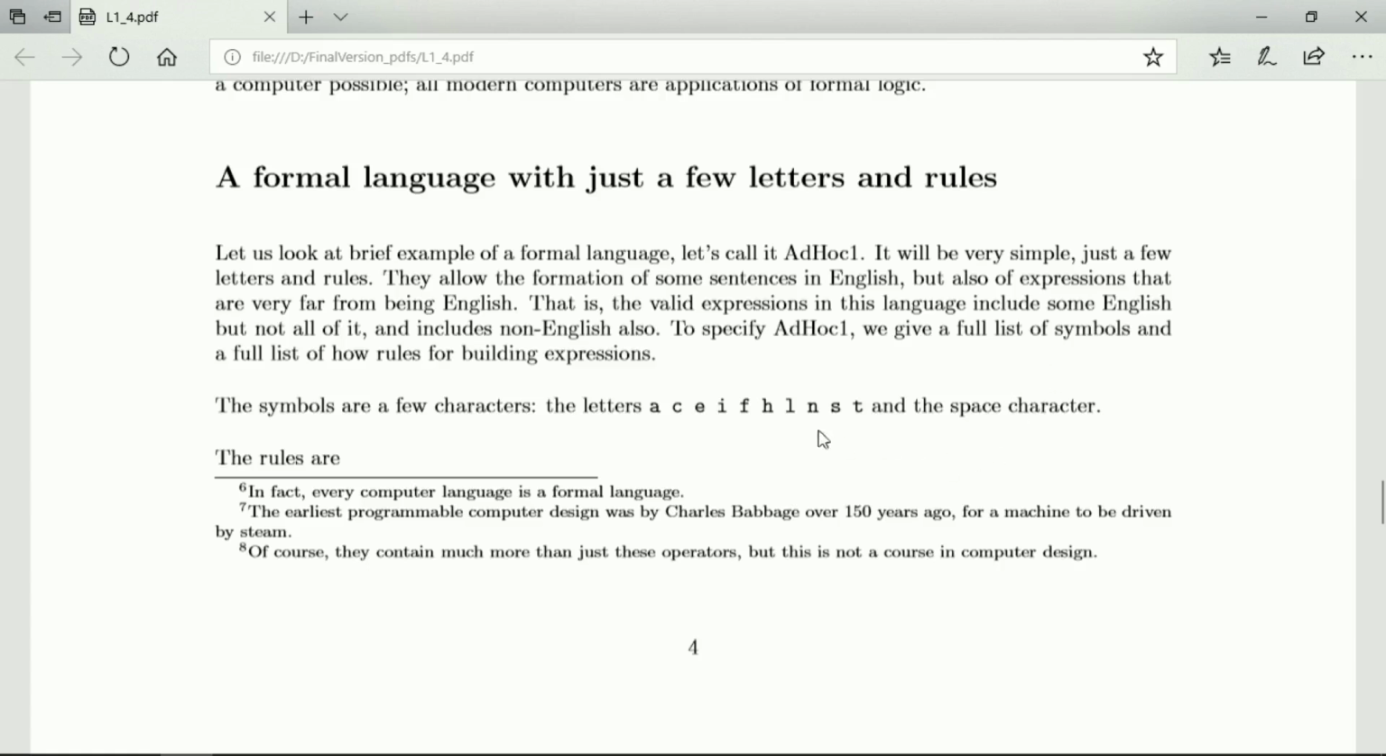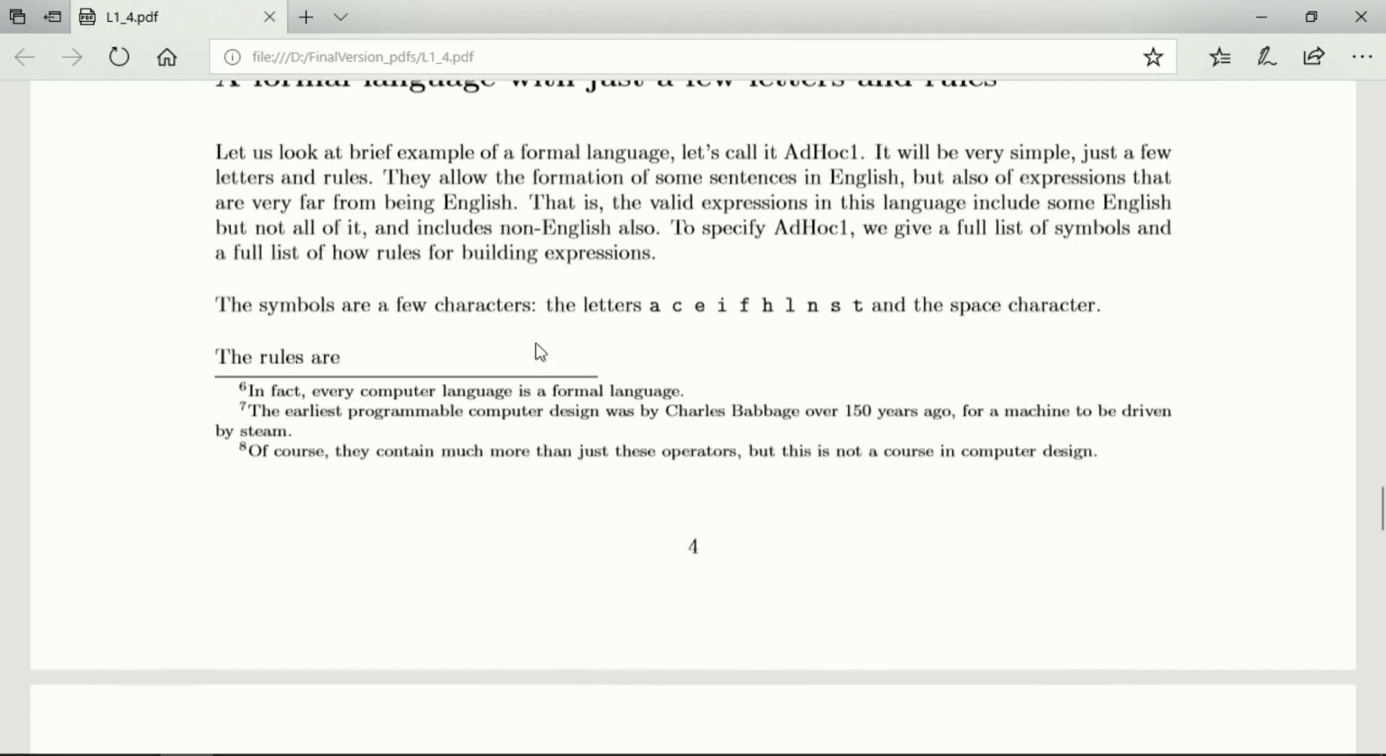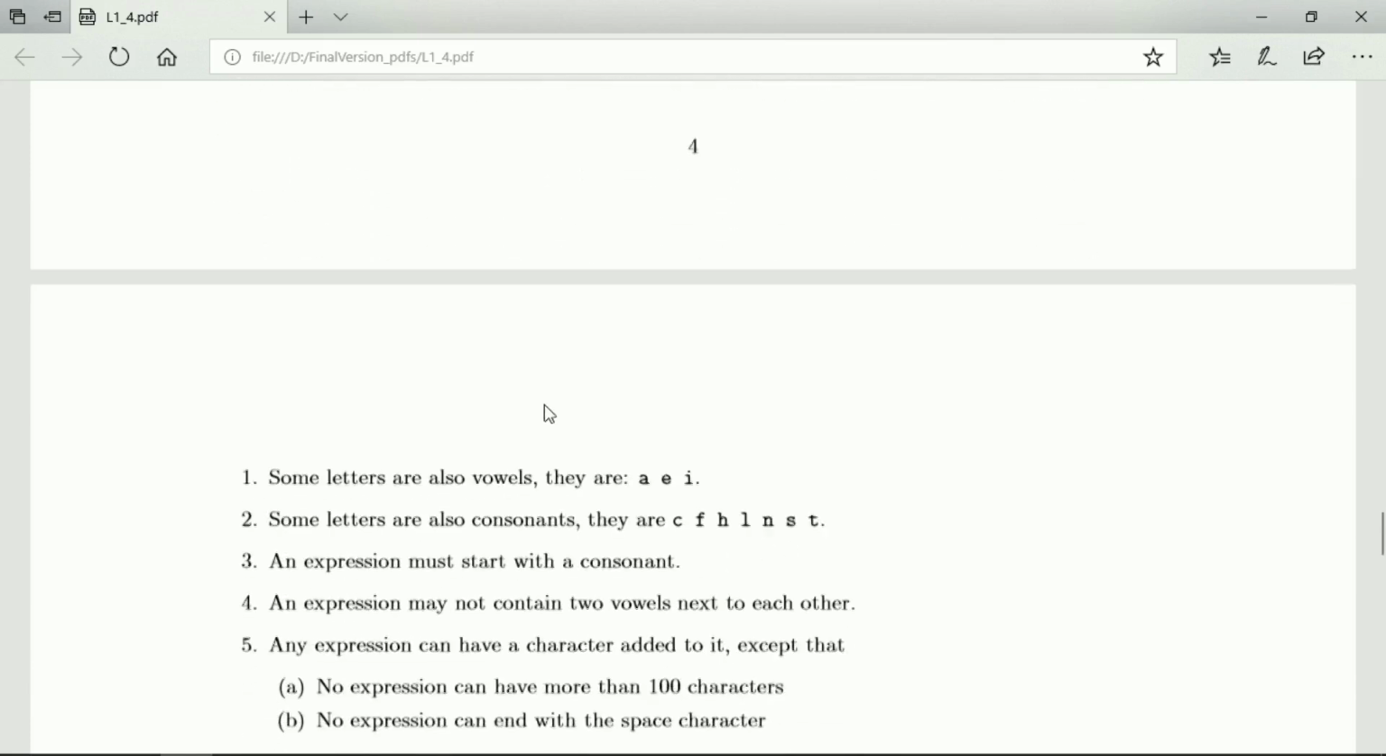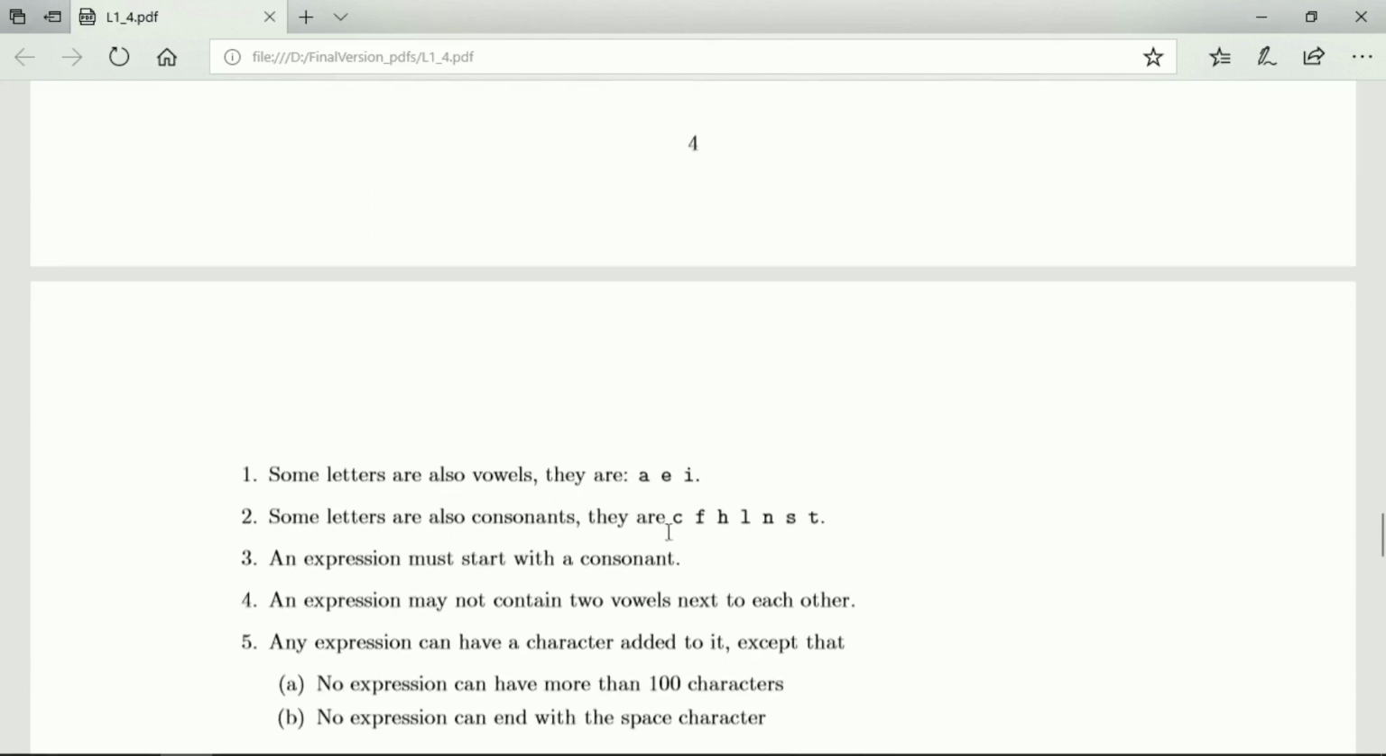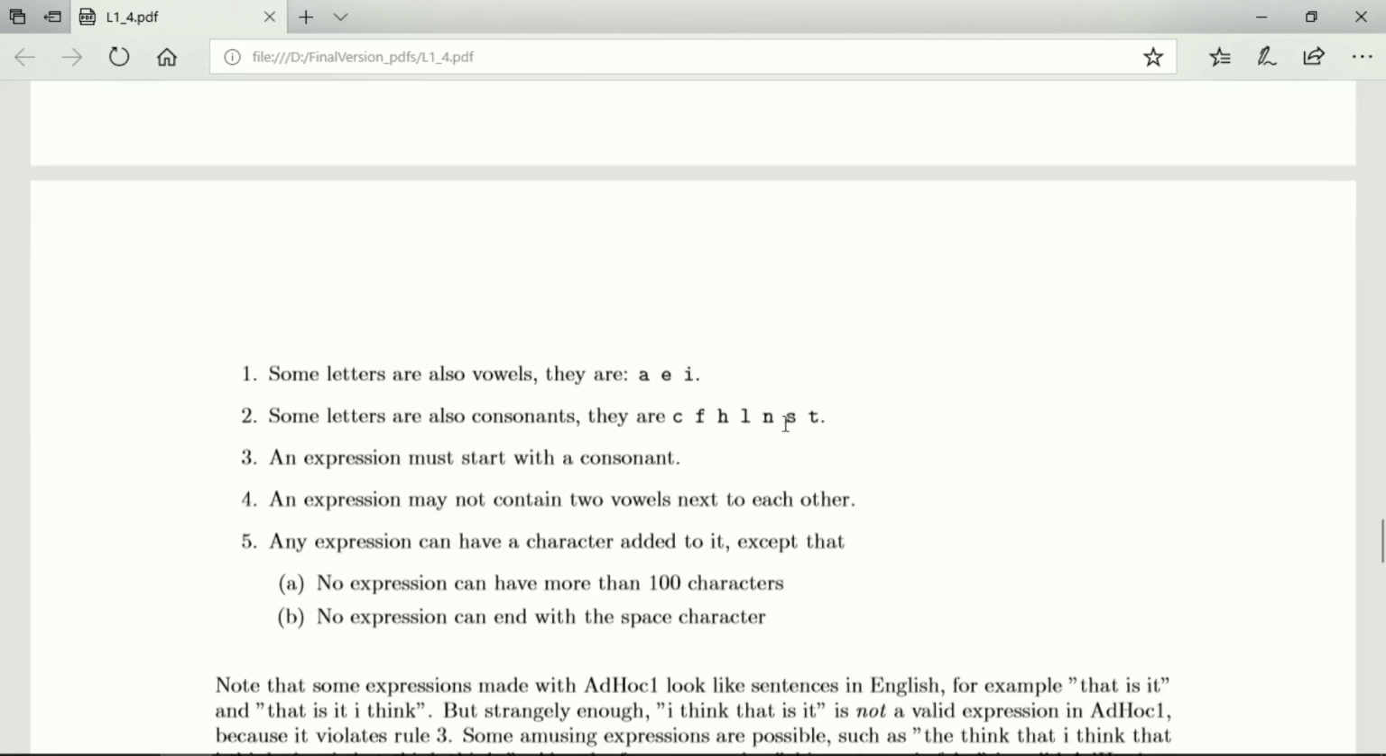So the rules in this language are that some letters are also vowels. They are E and A, E and I. Some letters are also consonants. They are C, F, H, L, N, S, and T. And so you see that this doesn't include the space character.